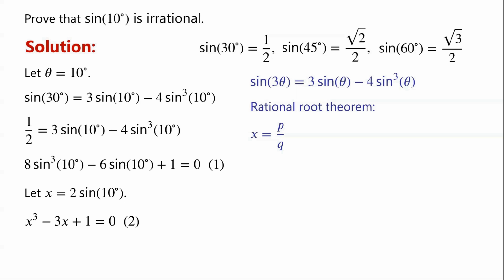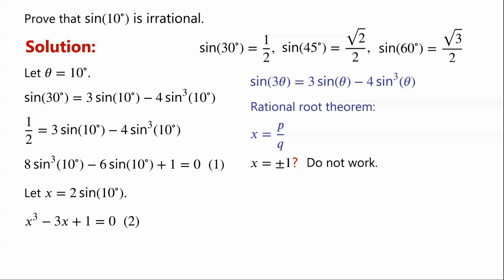As both the constant term and the leading coefficient are 1, possible rational roots of equation 2 are 1 or negative 1. When x equals 1, the left side of the equation is 1 minus 3 plus 1, which is equal to negative 1. When x equals negative 1, the left side of the equation is negative 1 plus 3 plus 1, which is equal to 3. So x equals 1 or negative 1 do not work.